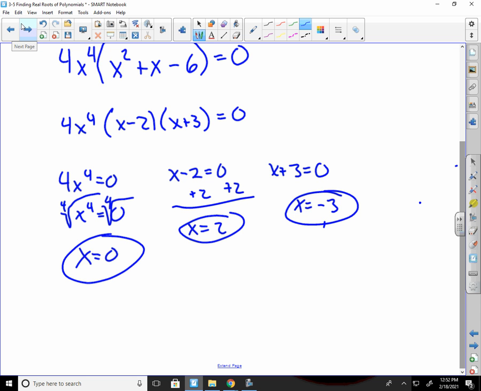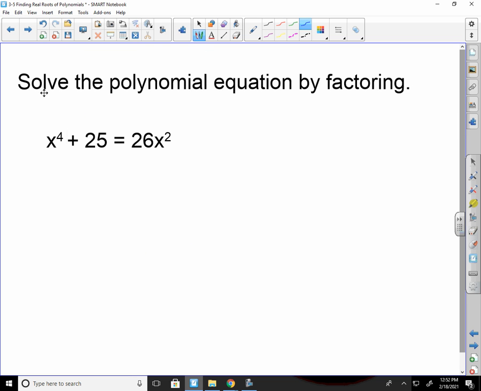Now I'd like you to try. Before I make you try this, I'm going to give you a little bit of help. So we have: solve the polynomial equation by factoring. The first thing I have to do is get everything on the same side. So I'm going to subtract this 26x squared over. So that's x to the fourth minus 26x squared plus 25.